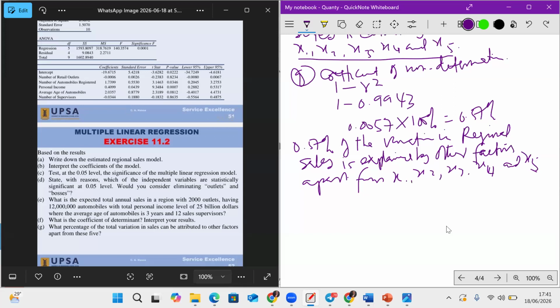That is called coefficient of non-determination, meaning there are certain other factors which were not considered in the analysis, in the study. Those other factors contribute to what? 0.57% of the changes in regional sales. Are we okay? Class, are we okay?